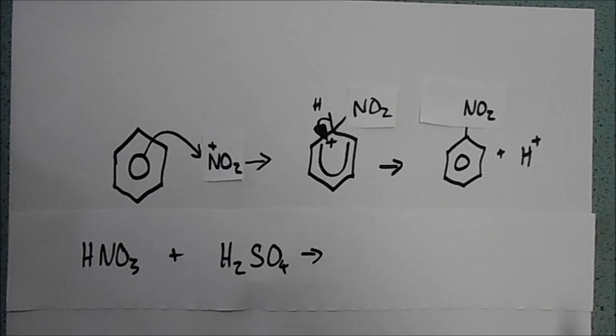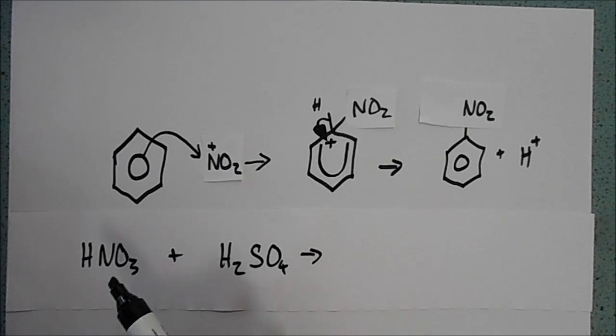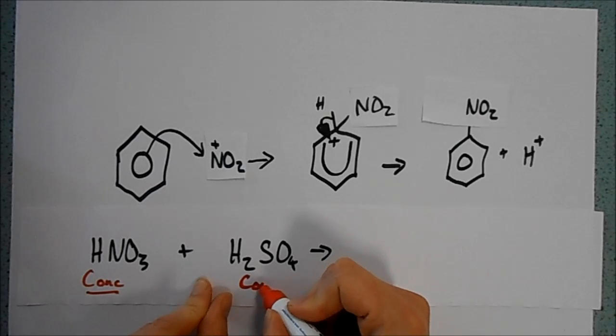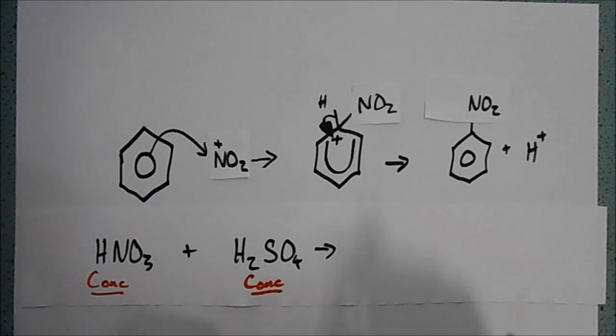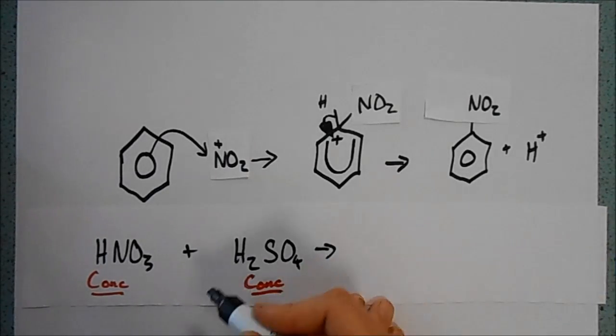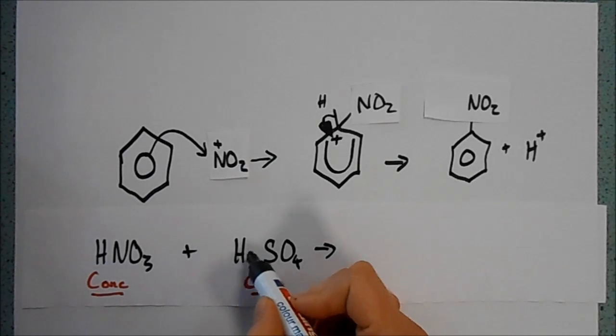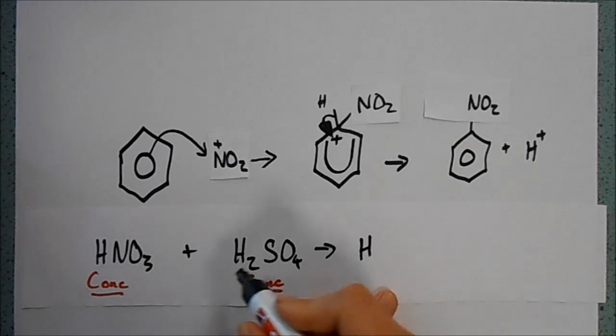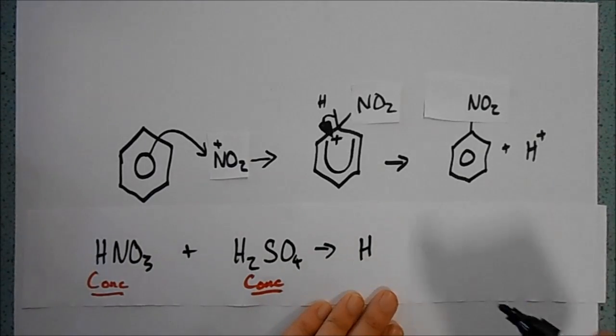Well, we need to put certain conditions in place to form that, and what we're going to do is add nitric acid, and that has to be concentrated. We also have to put in concentrated sulfuric acid. Once we've done that, what will happen is we will form some water as one of these protons comes off and joins one of the oxygens here and one of the hydrogens there.